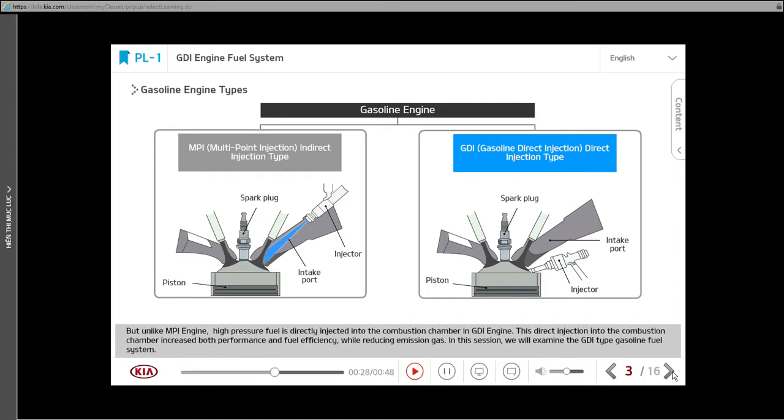But unlike MPI engine, high-pressure fuel is directly injected into the combustion chamber in GDI engine. This direct injection into the combustion chamber increased both performance and fuel efficiency, while reducing emission gas. In this session, we will examine the GDI type gasoline fuel system.